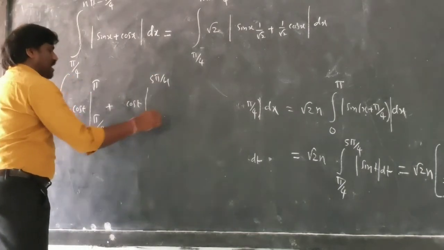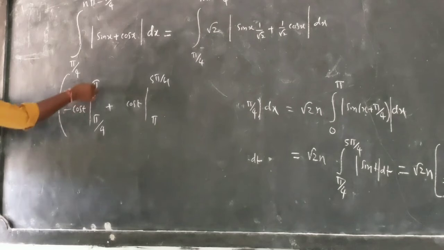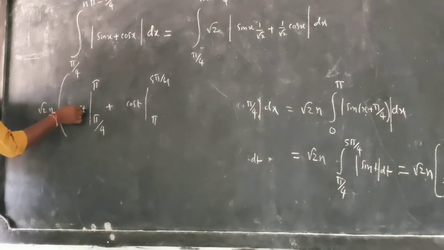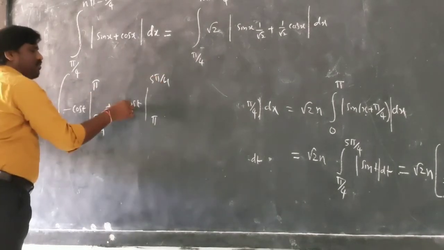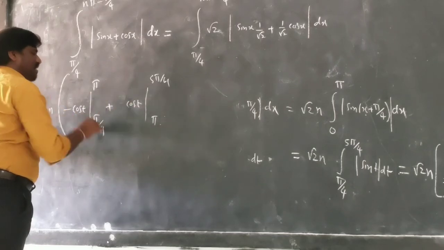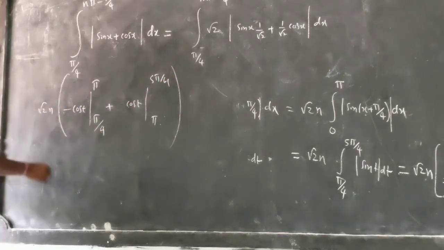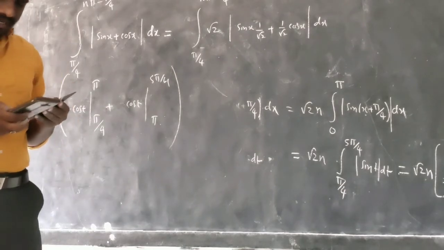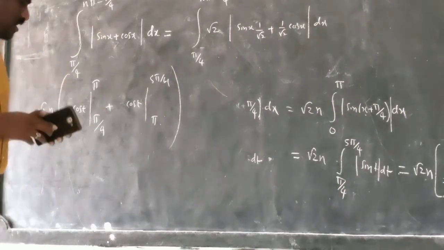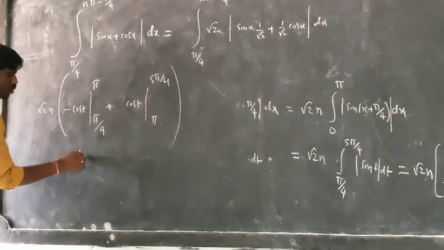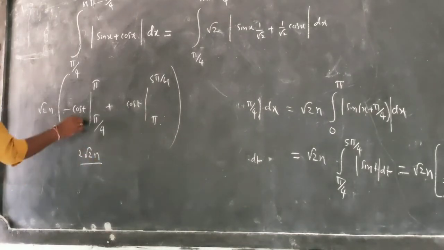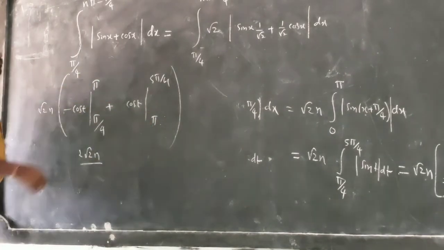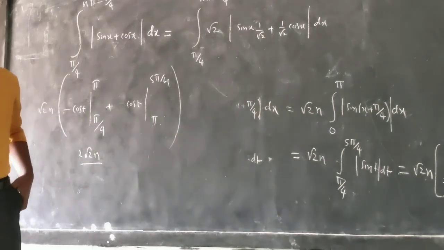So hope you understand. It is just simple now. Substitute pi here, minus pi by 4, plus substitute 5 pi by 4, minus pi. Find this value, substitute here, and finally you will get the answer. This is the way to do it. And I will tell you the final answer. Note it down. The answer is finally 2 root 2 n. You simplify this; it is very simple. You can do this as homework. Hope you understand.